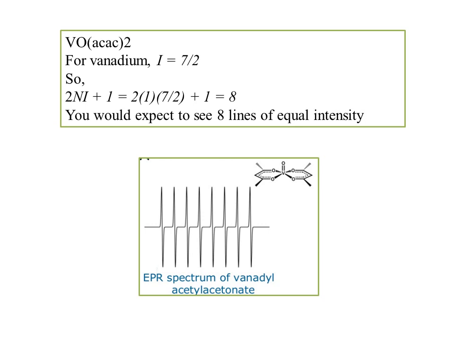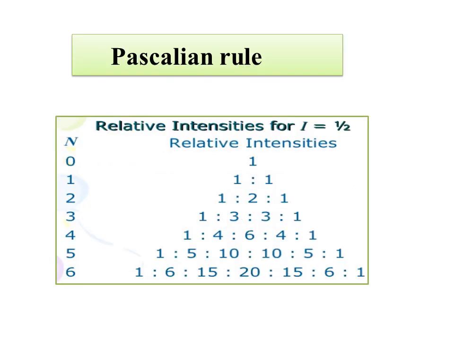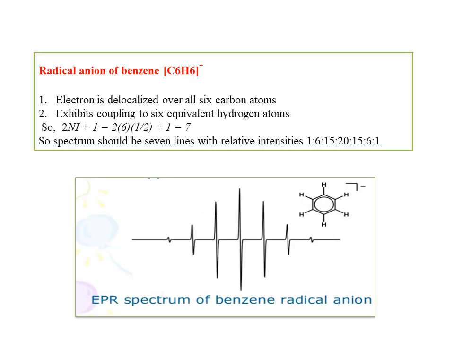For this vanadyl compound, I is equal to 7 by 2 for vanadium. Therefore, as per the 2nI plus 1 formula, 8 lines are seen in the spectrum. The intensities are determined by using this Pascal triangle. If I value is less than 1, we get lines of different intensity. If I is greater than 1, all lines appear equally intense.